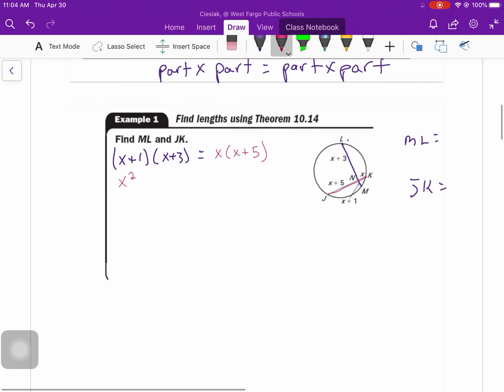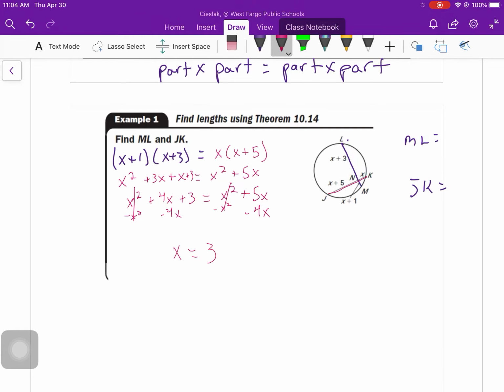Here this is going to give me x squared plus 3x plus x is equal to, over here, x squared plus 5x. And I forgot something here, because it's first, outside, inside, and then last. This should be a plus 3 as well. So this is going to leave me on the left-hand side x squared plus 4x, if I combine like terms, plus 3 is equal to x squared plus 5x. Notice that if I move an x squared over, those are gone, which is really nice. And if I move my 4x over there, minus 4x, I'll end up with just x is equal to 3.